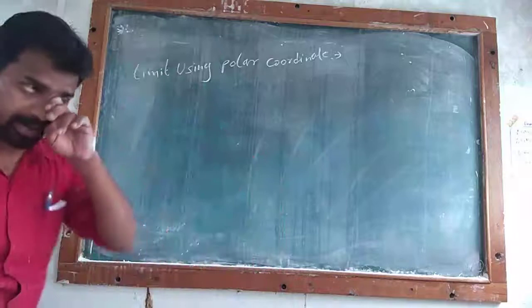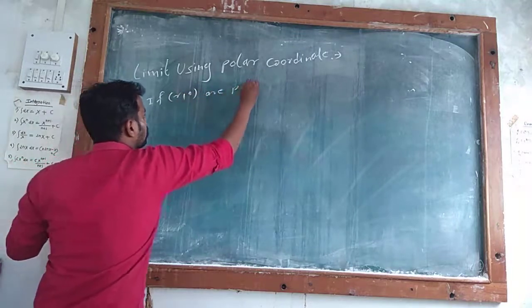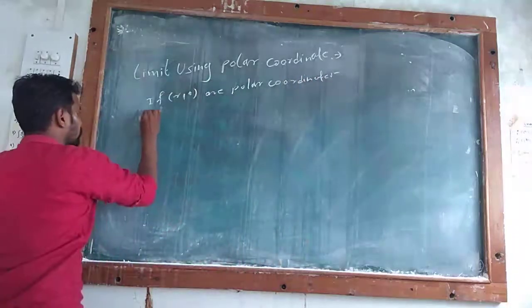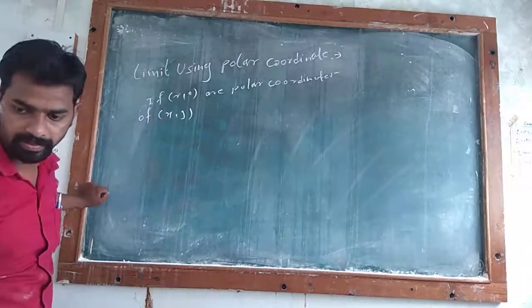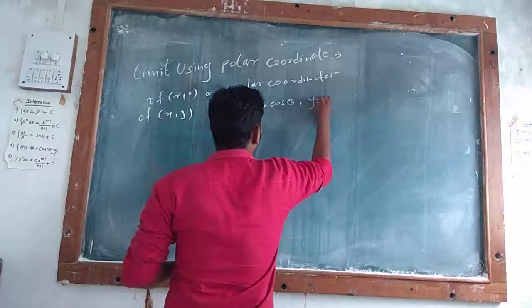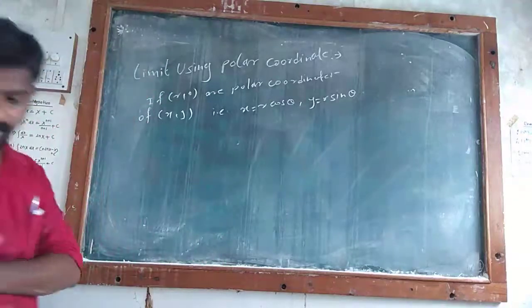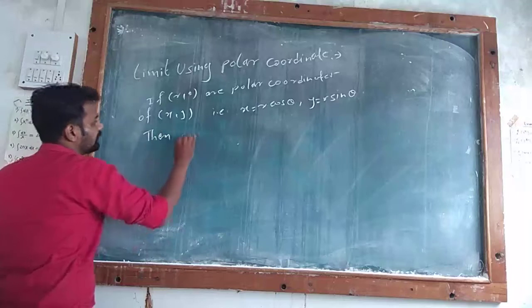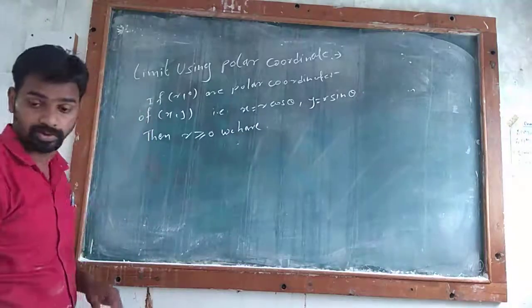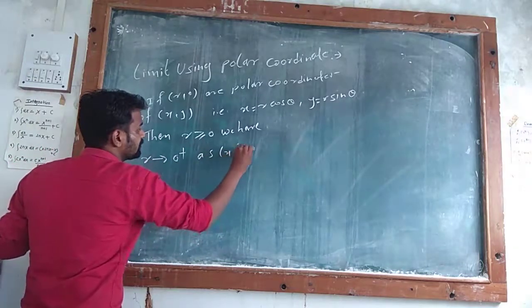For limits using polar coordinates, we have: if r, theta are polar coordinates of the ordered pair x, y, that is, x is equal to r cos theta, y is equal to r sin theta, then r is greater than or equal to 0, because r is the radius of a circle. We have r tends to 0 plus as x, y tends to 0.